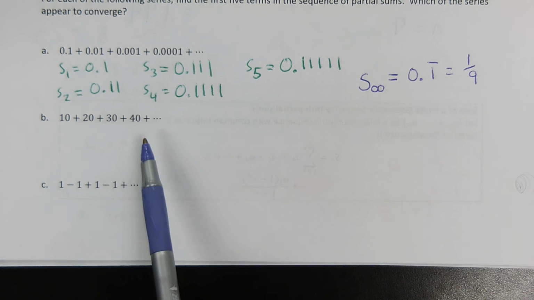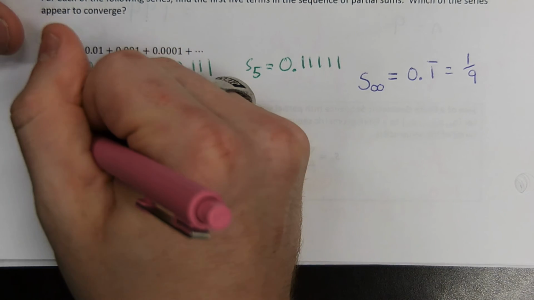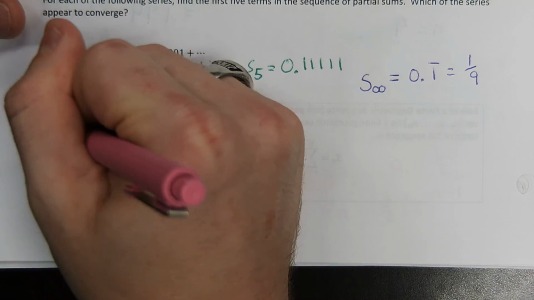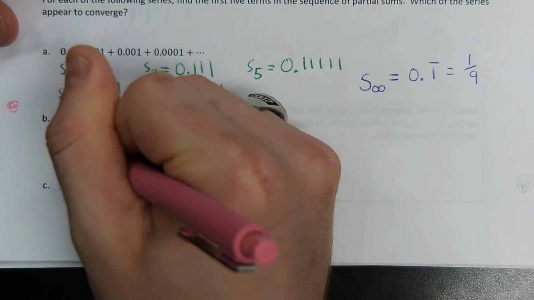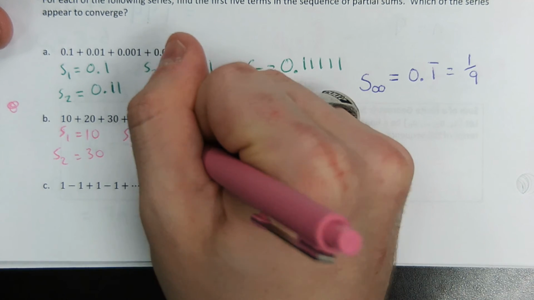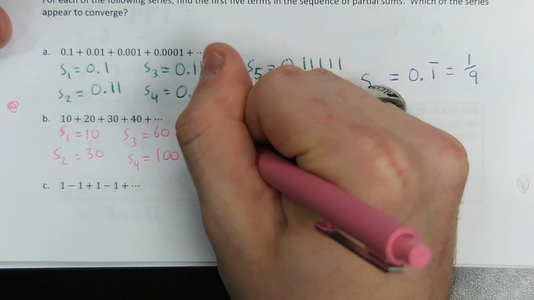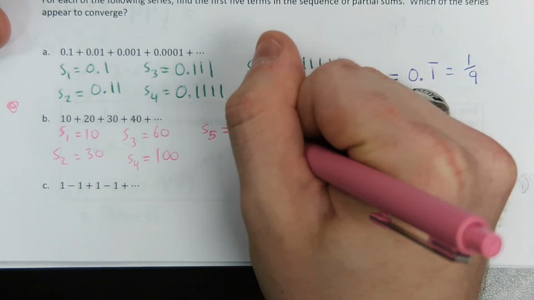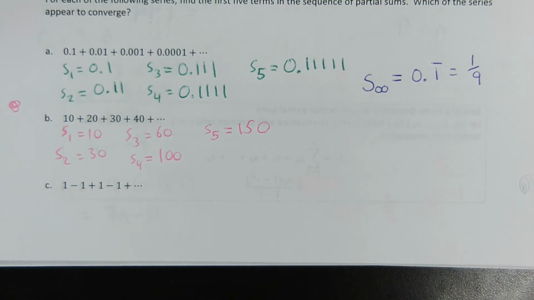Okay, here we go. This is an arithmetic sequence, and we're adding up the terms. So let's see. S sub 1 is 10, and S sub 2 is 10 plus 20, or 30, and add 30 to that, you're going to get 60, and add 40 to that, you get a hundo, and add 50 to that, you're going to get 150. So those are the first 5 partial sums in the sequence.